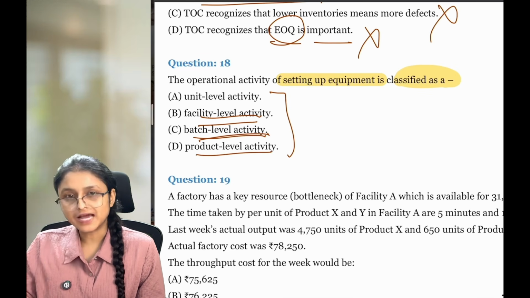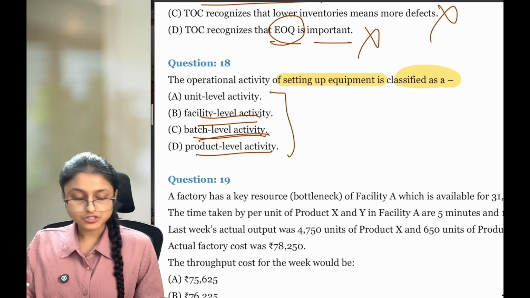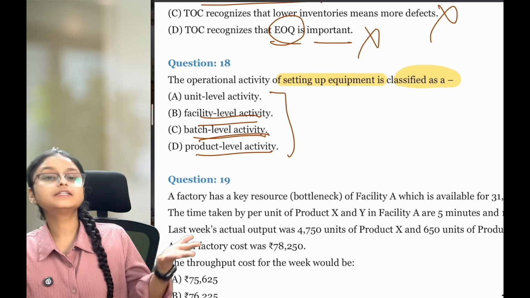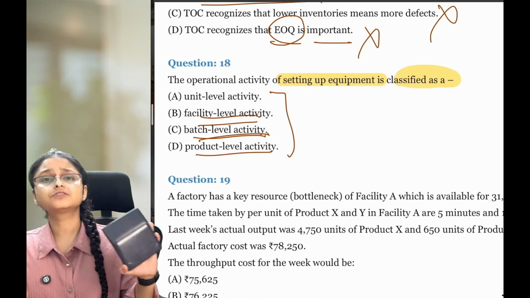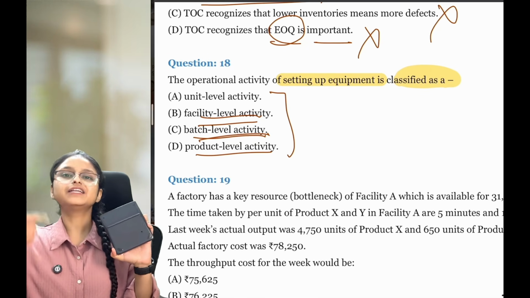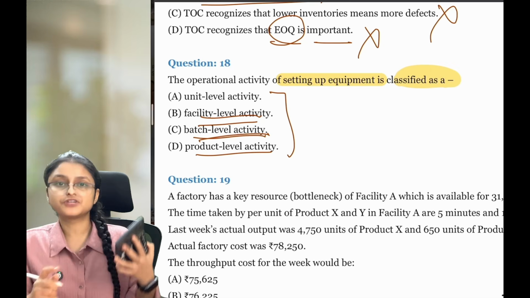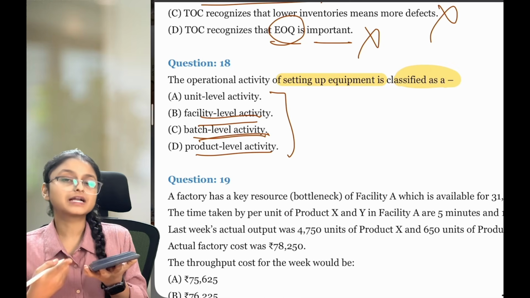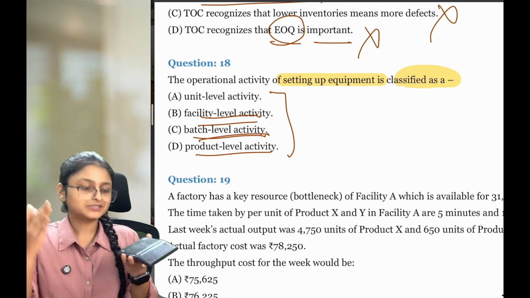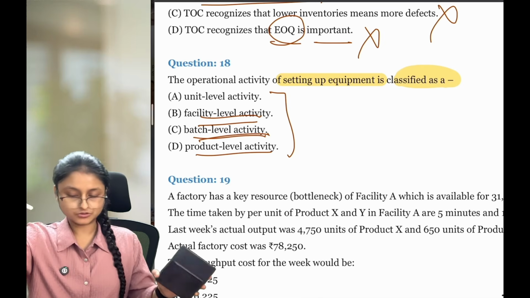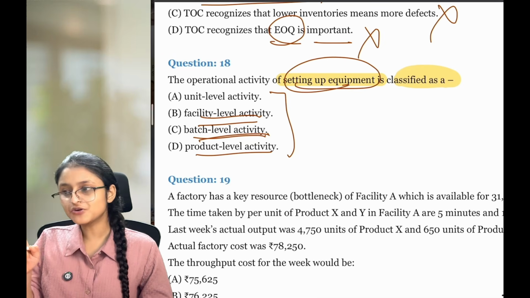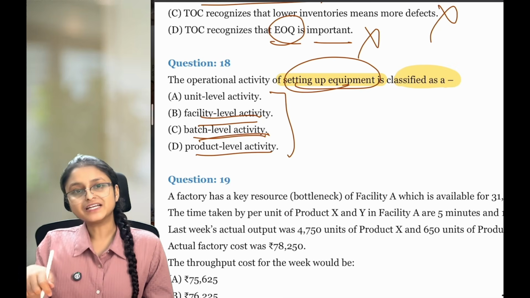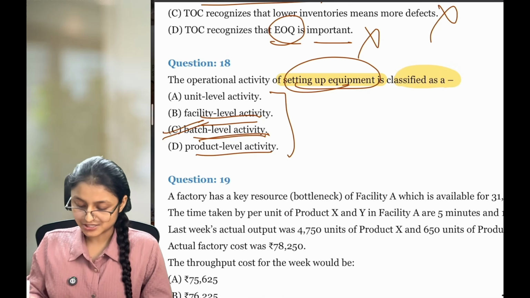Then product-level activity is the activity which is applicable while you are designing the product. So let's say I am designing this calculator, I am going to design this only once, not every time I am producing each and every unit. That means designing the product is a product-level activity because it happens for one product only once. Okay? Now, setting up equipment happens whenever you are producing one batch. You're going to set up the equipment again. Hence, this is a batch-level activity.